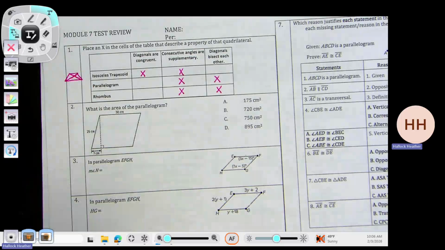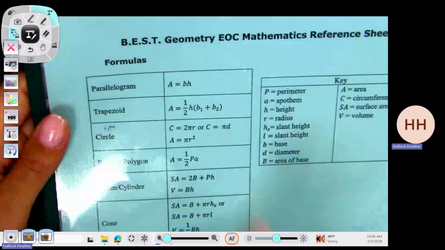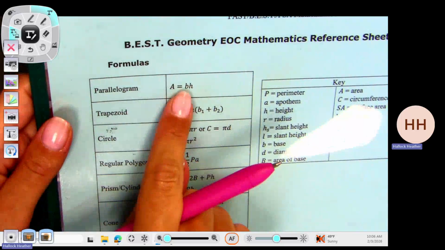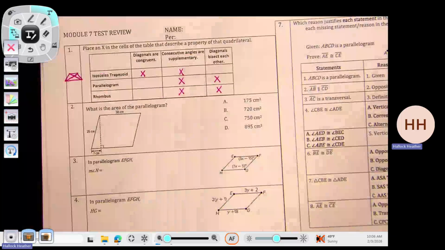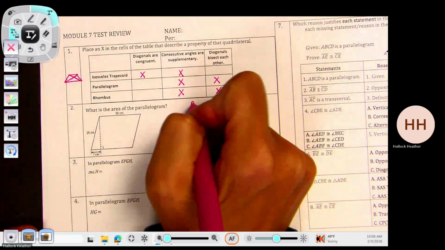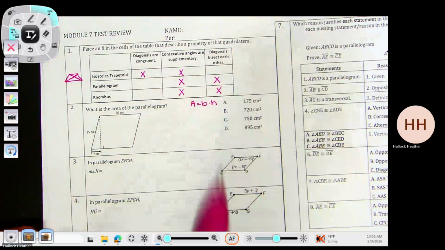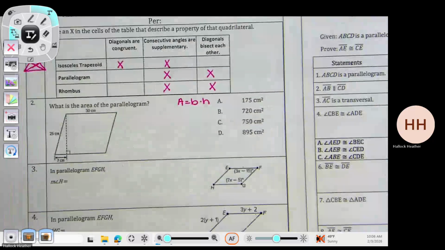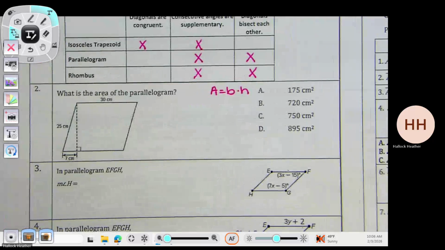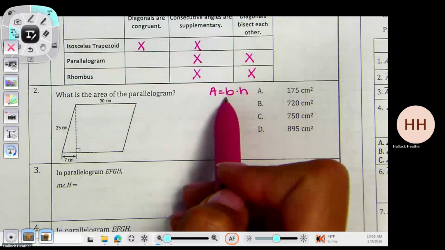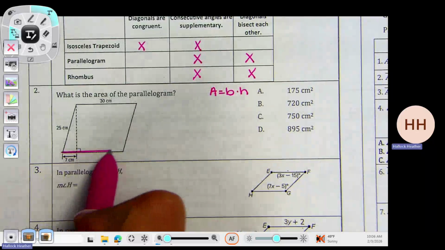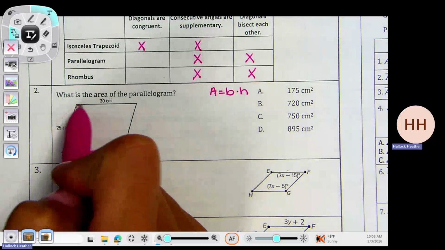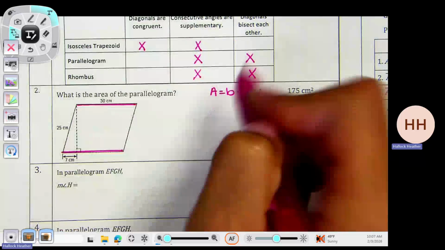The next one is find the area of the parallelogram. That is on your formula sheet. The formula for a parallelogram is area equals base times height. So we're going to write the formula down. The base is not just 7, it's the whole length. So it matches the top. So the whole base is 30.